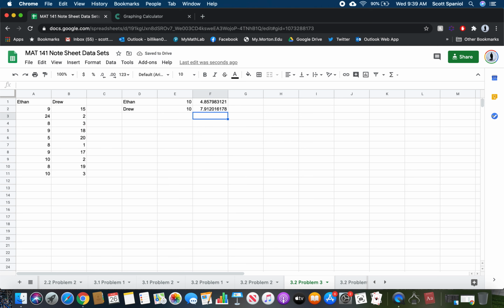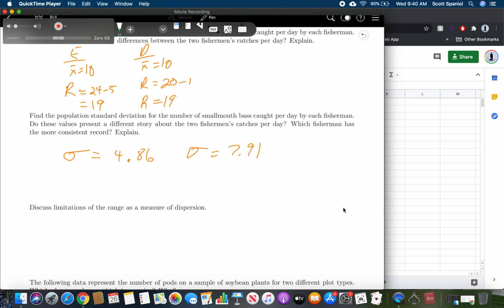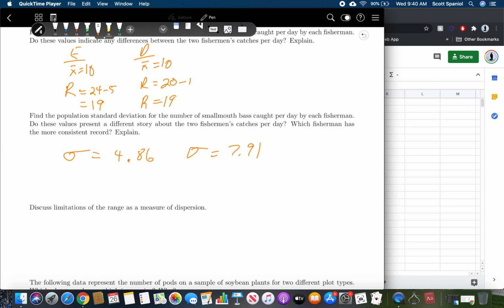So what we found by looking at those data is that Ethan was much more consistent. So he had a lot less spread than Drew. So he had a much more consistent fishing trip because he had the smaller spread. And so this is a good example of the limitations of range. Because range only tells us how big is the total spread. It doesn't tell us how spread out things are inside of that.